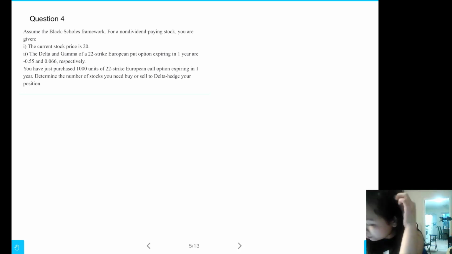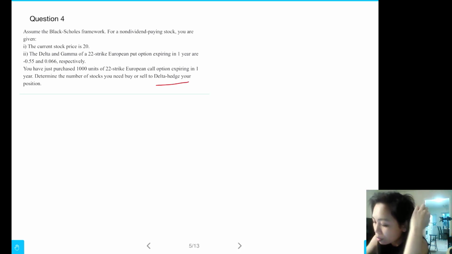Alright, so here we have purchased a 22 strike European call option, but they give us the delta of the put option and the gamma of the put option. And here we just have to delta hedge our position, so we don't need to care about gamma. So we can just cross out gamma. We don't need gamma. And here we're given delta of the put option, but the question asks about the call option, so you have to find delta of the call option before we hedge the position.